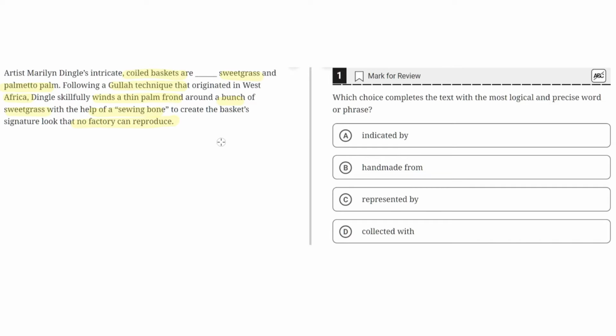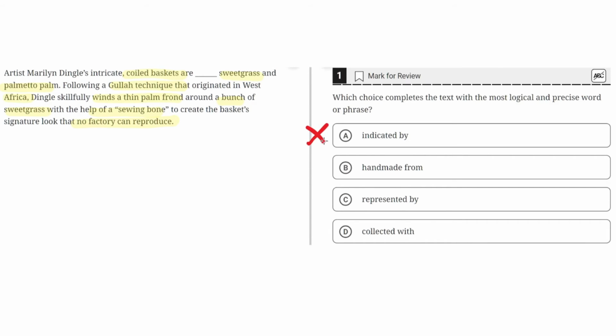So a key point here is that the second sentence shows how Dingle creates this coiled basket through using sweet grass and this palmetto palm. So option A says, indicated by. This is incorrect because the text shows that these coiled baskets aren't indicated by or signified by sweet grass and palmetto palm. Instead, they are created from sweet grass and palmetto palm.